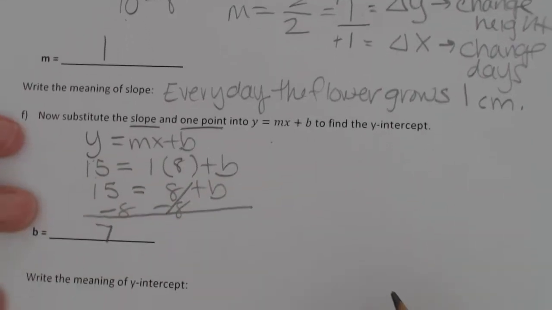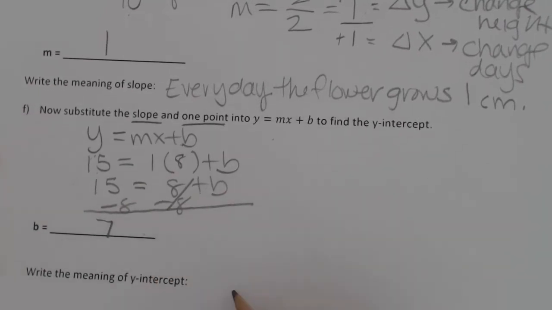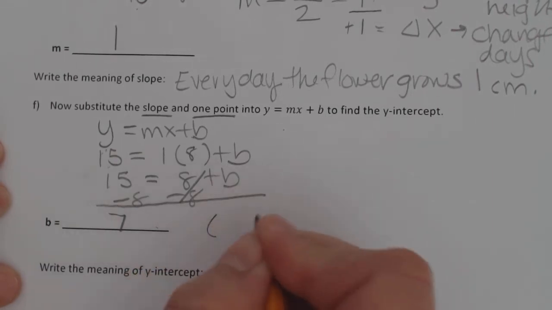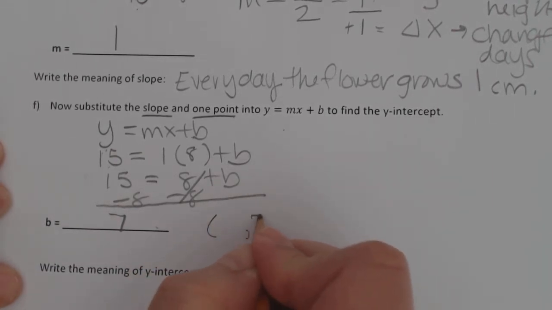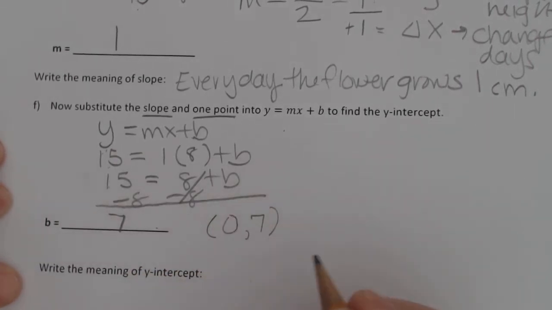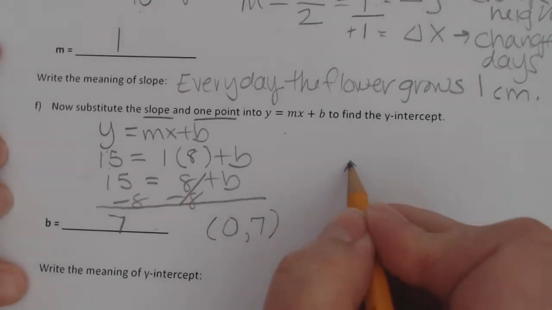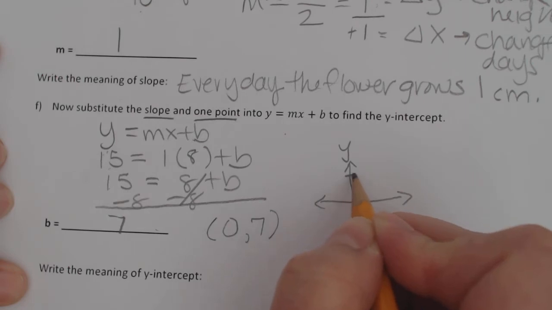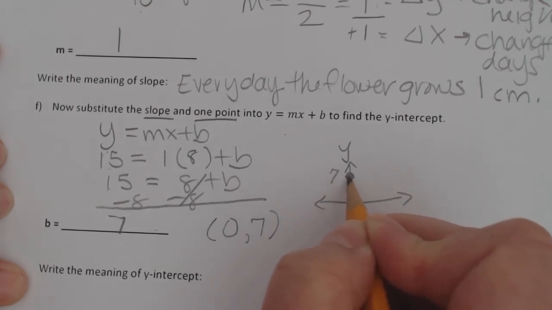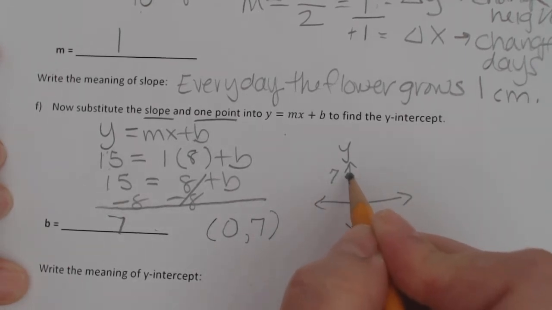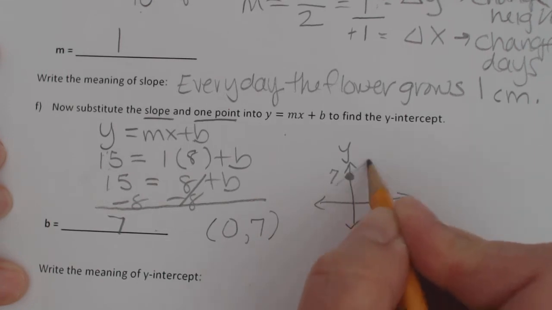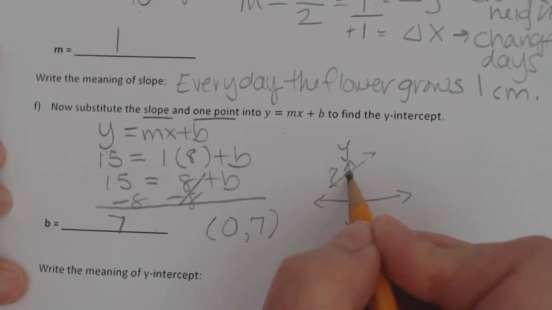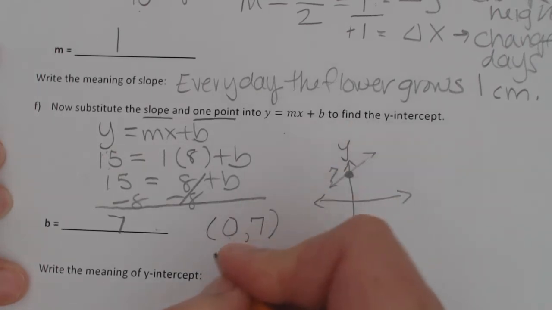Awesome. Okay, so my b is 7. Defining the meaning of the y-intercept. Now remember, when the y-intercept is 7, our x value will be 0 because that's what it means. It intersects the y-axis at the number 7. So this point right there is where my line is going to be crossing the y-axis. It's going to be looking something like that at 7. So that means that x value is 0.